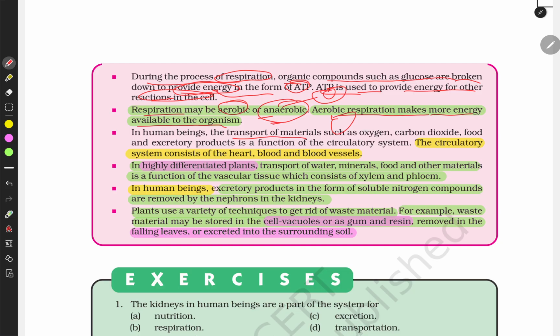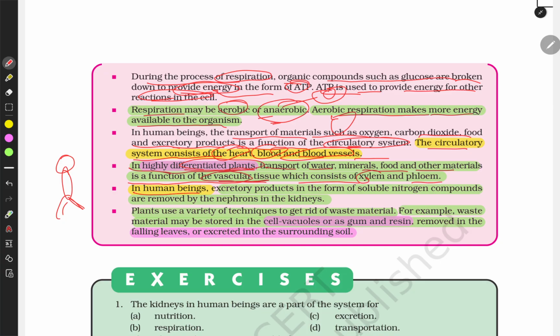In human beings, transportation of materials such as oxygen, carbon dioxide, food, and excretory products is a function of the circulatory system. The circulatory system consists of the heart, blood, and blood vessels. Highly differentiated plants are plants that have leaves, stem, and roots. The transport of water, minerals, food and other materials is the function of the vascular tissue, which consists of xylem and phloem.